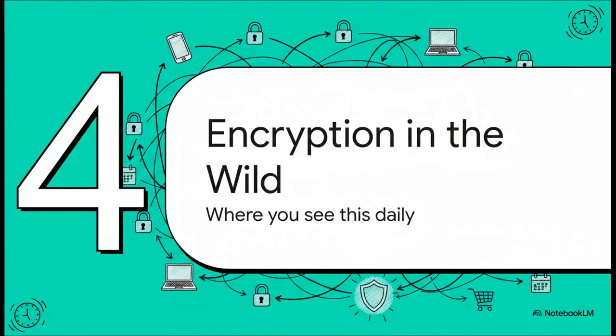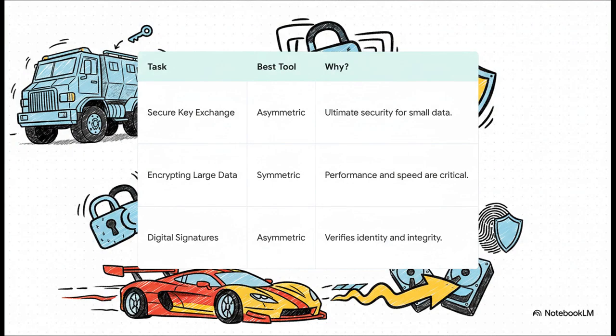And I want to be clear, this isn't just theory. This is the engine that runs the secure internet. You use this hybrid model dozens, maybe even hundreds of times a day, and you probably don't even realize it. This little summary really puts it all into perspective. For that critical first handshake, where you need to securely exchange a key or verify an identity, you use the armored truck, asymmetric. But for all the heavy lifting, encrypting all the data that flows back and forth, you switch to the race car, symmetric. It's all about using the right tool for the job.